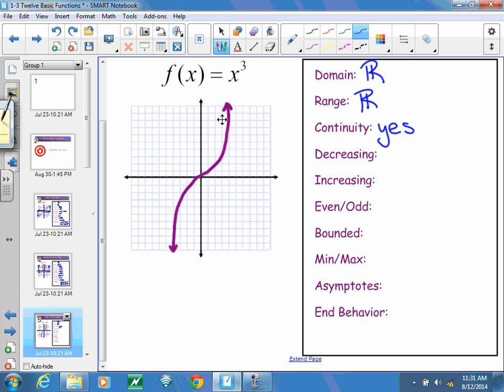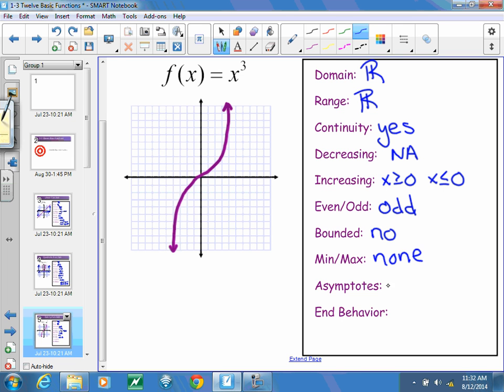Decreasing: this graph is actually increasing the entire function. So in this particular graph, it's not decreasing at all. It is increasing for when x is greater than or equal to 0 and for when x is less than or equal to 0. This is an odd function because it has rotation symmetry. It is not bounded, so there's no minimum or maximum.